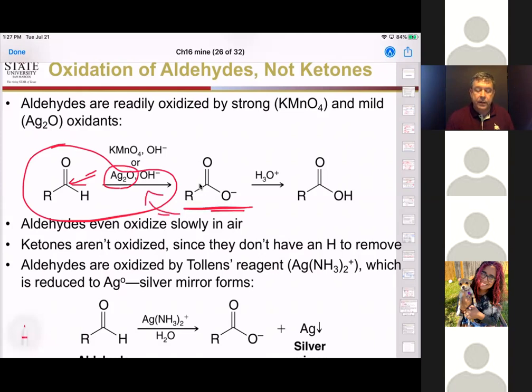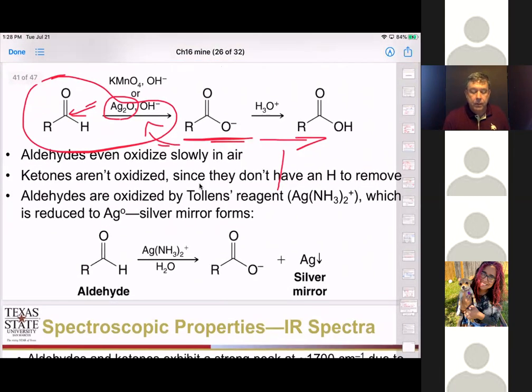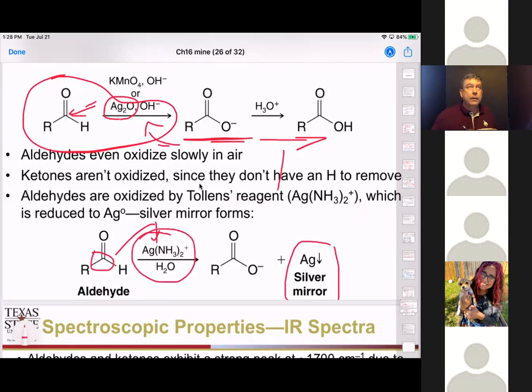Notice this is in base, so we generate an alkoxide and we have to acidify at the end of the reaction. We also have another reagent for us, but it does exactly the same thing. It transfers an electron from the carbon of the aldehyde to the silver to generate a silver 0 compound. And when it does this, it plates out as metallic silver on the system. This is occasionally used as a qualitative test to tell the difference between aldehydes and ketones, okay? Ketones won't react with this system because it's such a soft oxidizer. So you can add this basic silver ammonium compound to a ketone and nothing will happen.